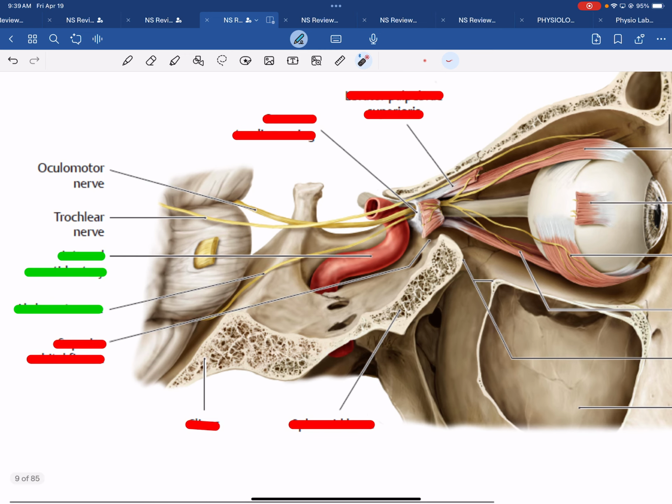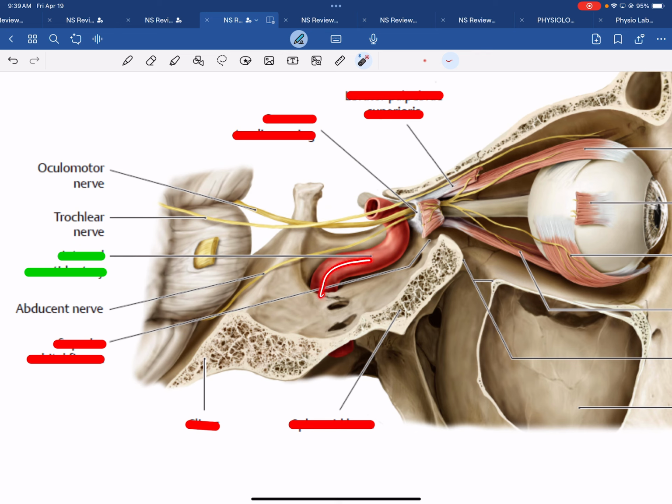This one is inferior medial. Okay, so it's inferior to the pons, superior to the medulla. It's more medial. Which cranial nerve? Abducens. Good, the abducens nerve. Good.